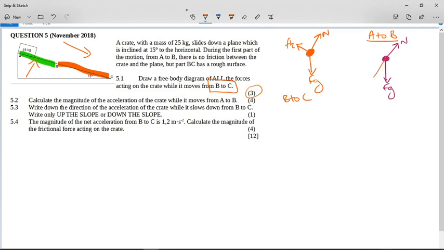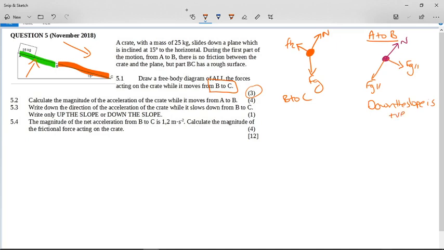So we have to resolve them into my Fg perpendicular component and my Fg parallel component. Okay, and now I've got my normal force and Fg perpendicular in a line and Fg parallel going down the slope. So I can get rid of my actual Fg force, the whole force, and just leave its 2 components. So now once I have my force diagram, I can calculate the acceleration of the crate while it moves from A to B.